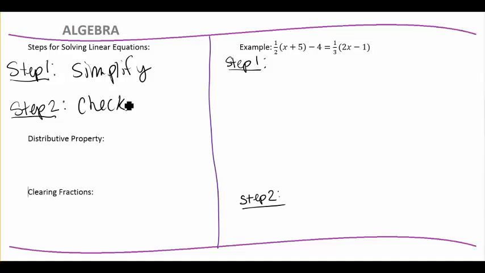Now let's talk about the distributive property. The distributive property allows us to multiply a sum by multiplying each addend separately and then add the products.